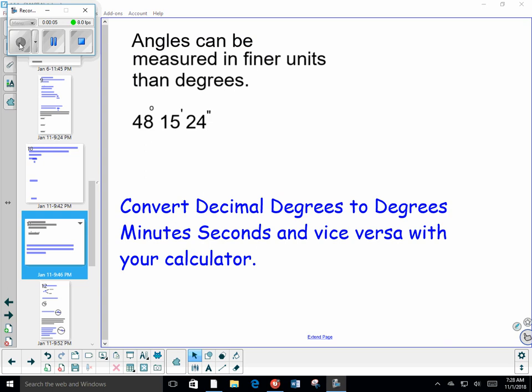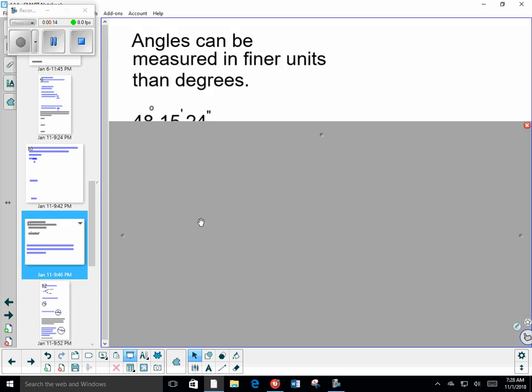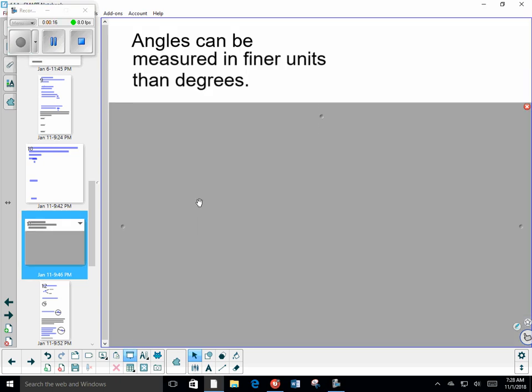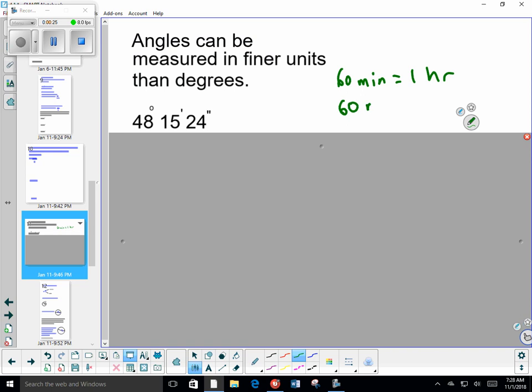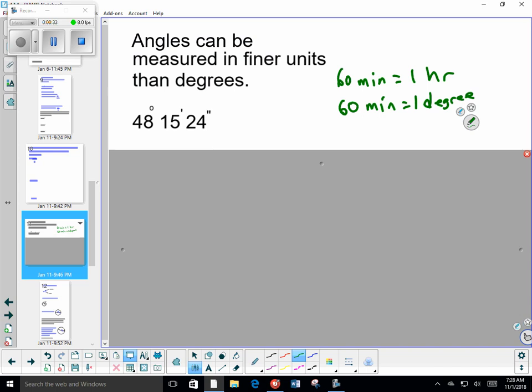We're talking about angles now, and this time we're going to talk about angles measured in degrees, but angles can be measured in finer units than degrees. For example, you know that in an hour there are 60 minutes, but that's the same as with degrees, there's 60 minutes in 1 degree. And we can split up angles even finer than that, and there are 60 seconds in every minute with degrees. So really, you could say that there are 3,600 seconds in every degree.